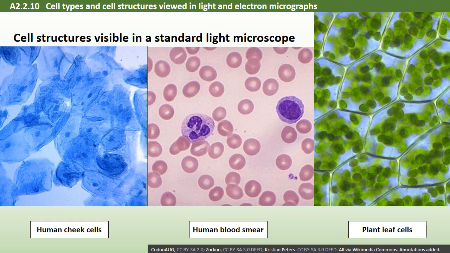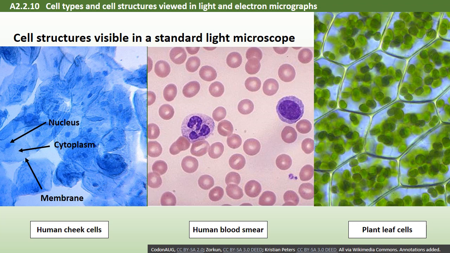You should be able to recognize some cell types and cell structures in light and electron micrographs. So let's have a look at some of them. Maybe you've stained human cheek cells in the lab already. If you have, you may have recognized the nucleus and the cytoplasm and the membrane.